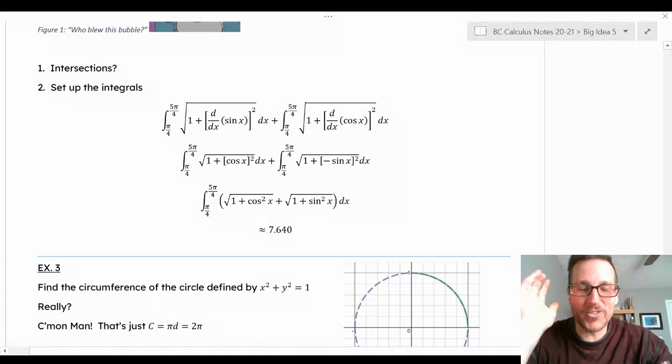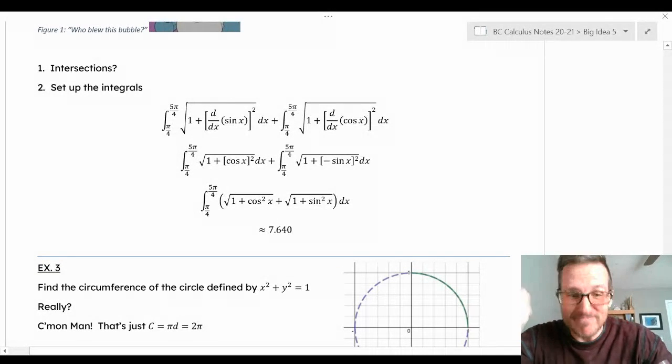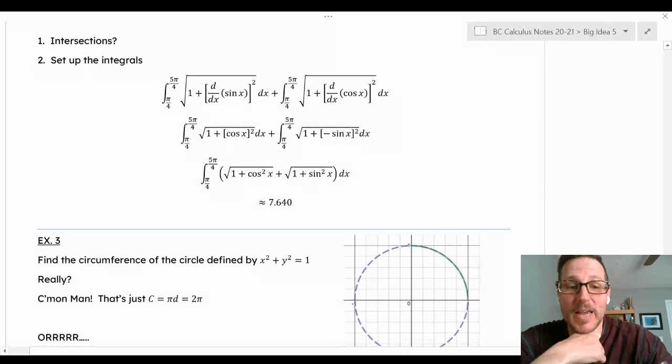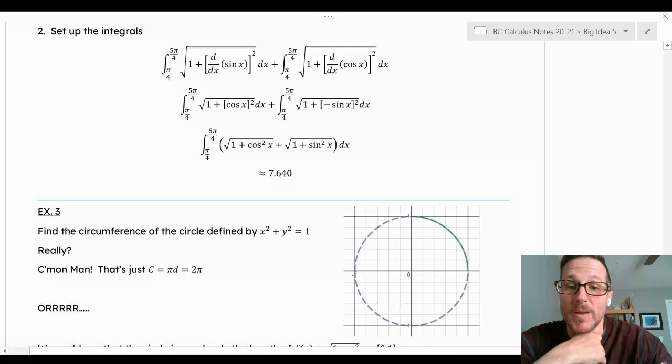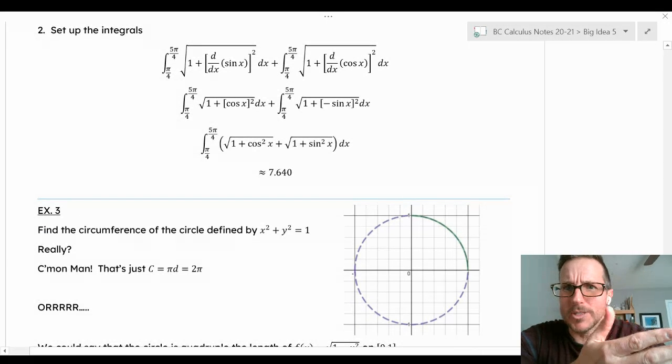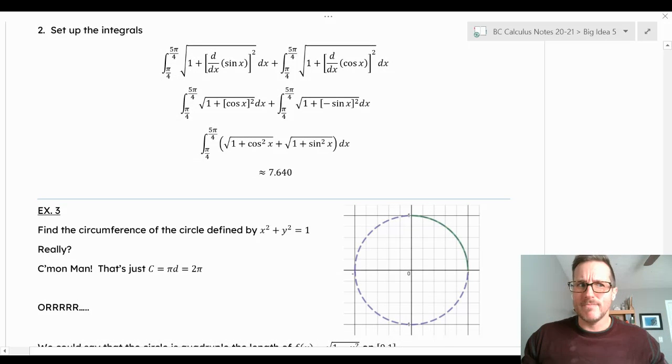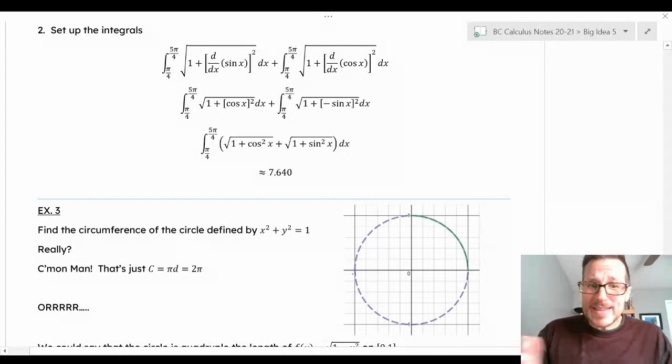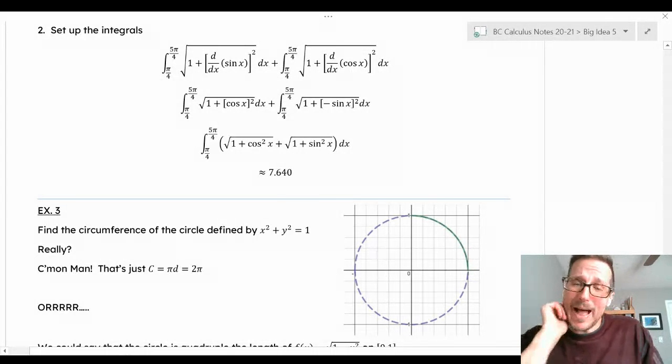So we're going to find the circumference of a circle. And the circle is defined by x squared plus y squared equal to 1. So y'all know what that is. Centered at the origin, it's got a radius of 1. The circumference is just pi times the diameter. The diameter is 2. It's just 2 pi.